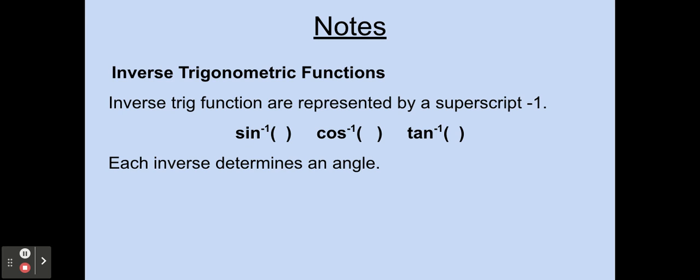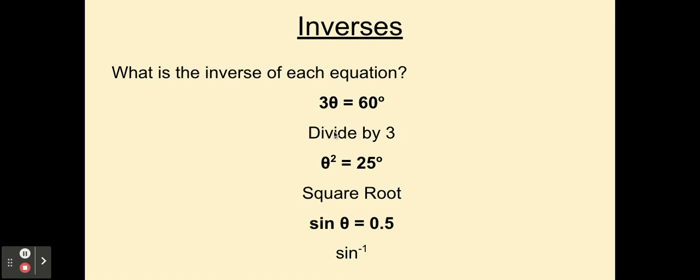One thing to note, just like any inverse, an inverse of itself will give you just the input of the function. If we scroll back a little, just like if I divided both sides by 3, I would get theta, and just like if I square root both sides, I will get theta. It's the same thing.